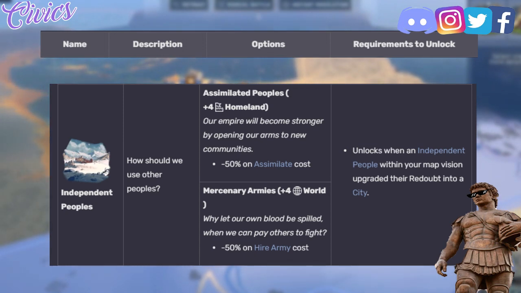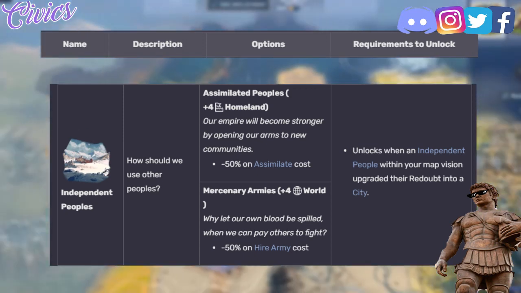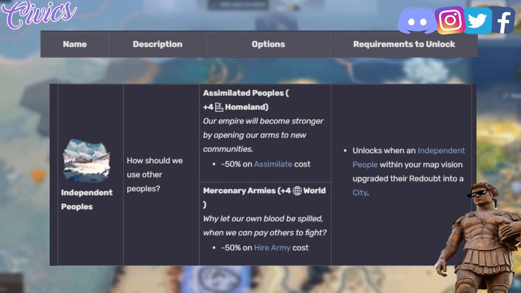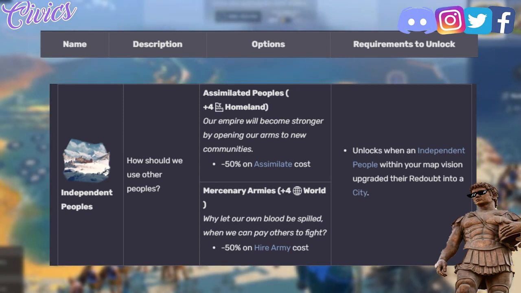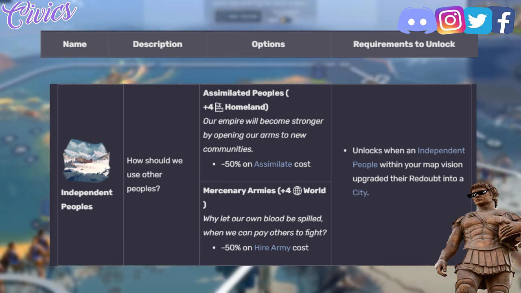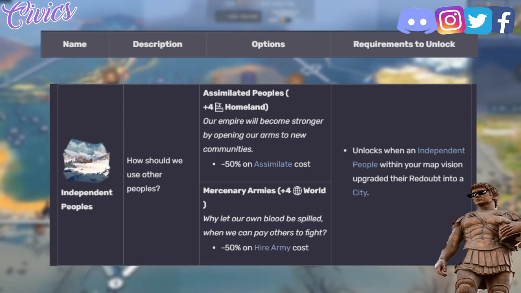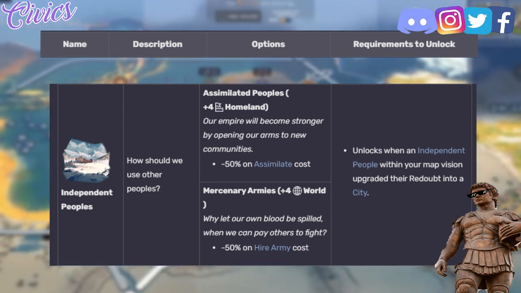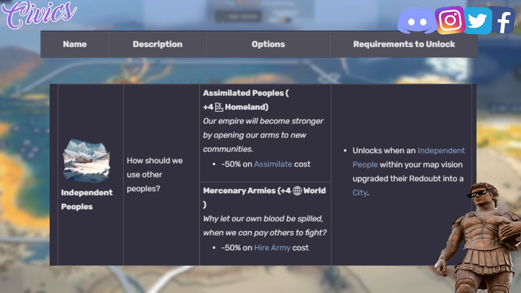Independent peoples. How should we use other peoples? Option A, assimilated peoples, +4 homeland. Our empire will become stronger by opening our arms to new communities. Receive -50% on assimilate cost. Option B, mercenary armies, +4 world. Why let our own blood be spilled when we can pay others to fight? Receive -50% on higher army cost. Unlocks when an independent people within your map vision upgraded their redoubt into a city.